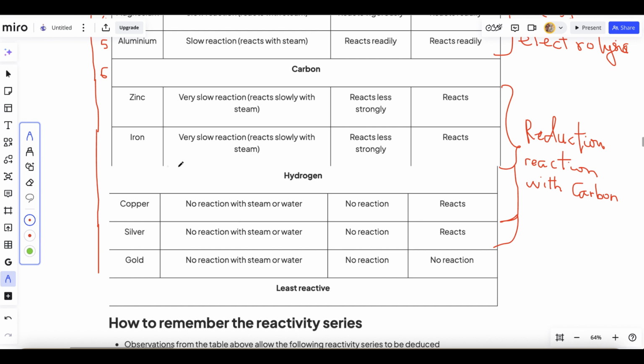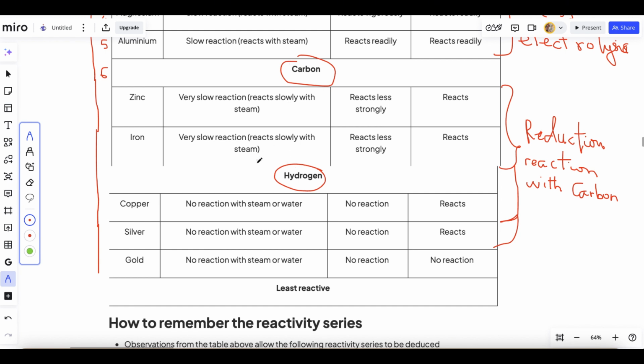But after iron, we have another non-metal called hydrogen. Hydrogen is below iron, but it's higher than copper in the reactivity series. So when we carry out electrolysis, positive ions that are lower than hydrogen in the reactivity series will be the ones that migrate to the cathode. The ones above hydrogen will not go; hydrogen will migrate.